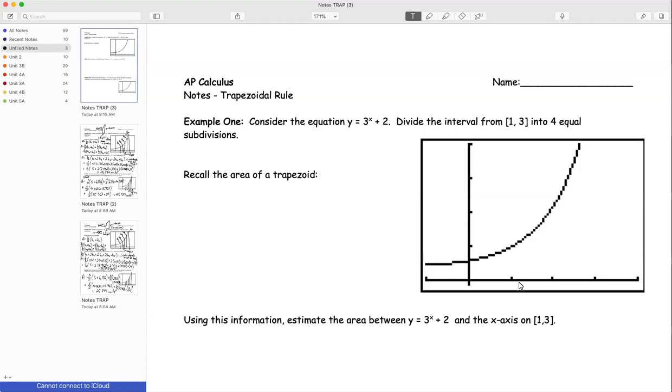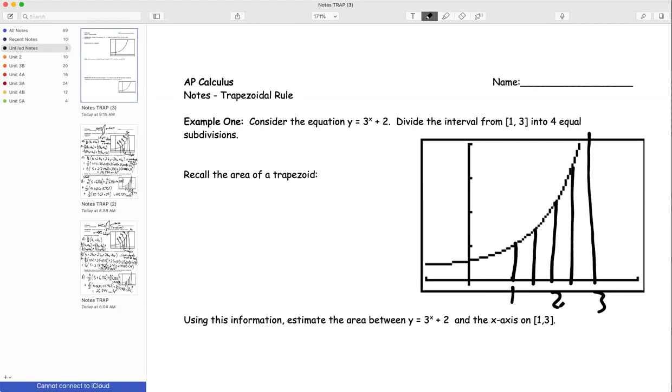Example 1 says, consider the equation y is equal to 3 raised to the x plus 2. Divide the interval from 1 to 3 into 4 equal subdivisions. So we're going from 1 to 3, and we want 4 equal subdivisions. So it's going to look something like this. So let's see, that's 1, and then 2, and 3.